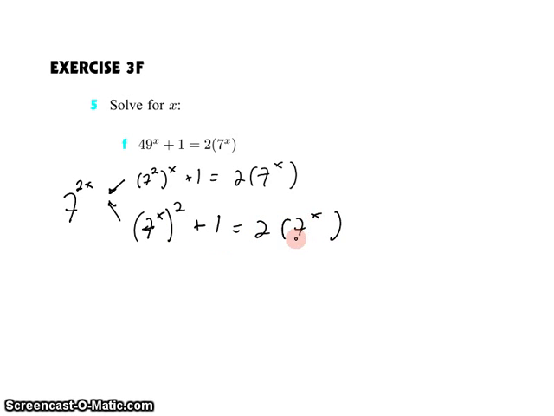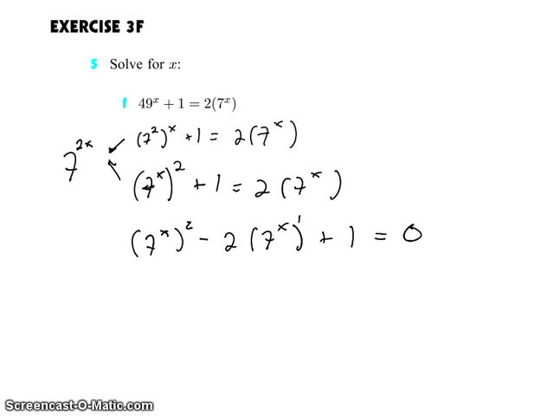Well, now I have a 7 to the x term, a 7 to the x squared term. This is a quadratic. Let's rearrange it to make it look like a quadratic. Maybe you'll see it. 7 to the x squared, take 2 times 7 to the x, plus 1 equals 0. I have a squared term, a term to the first power, and a term to the 0 power, a constant term. That's a quadratic. Not only is this a quadratic, it's a common form of a quadratic.